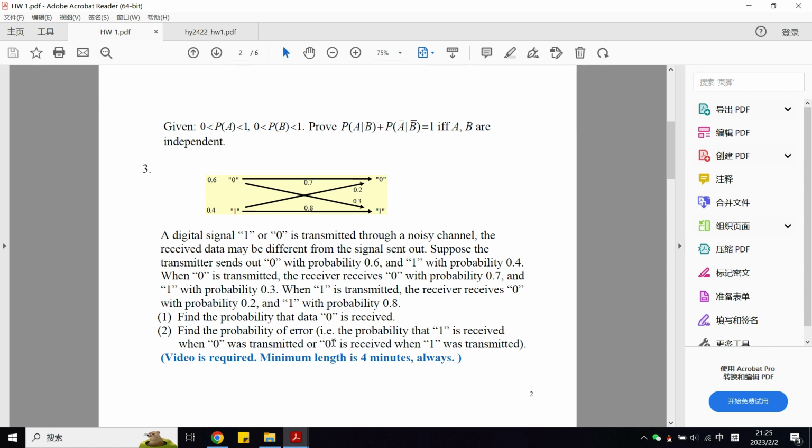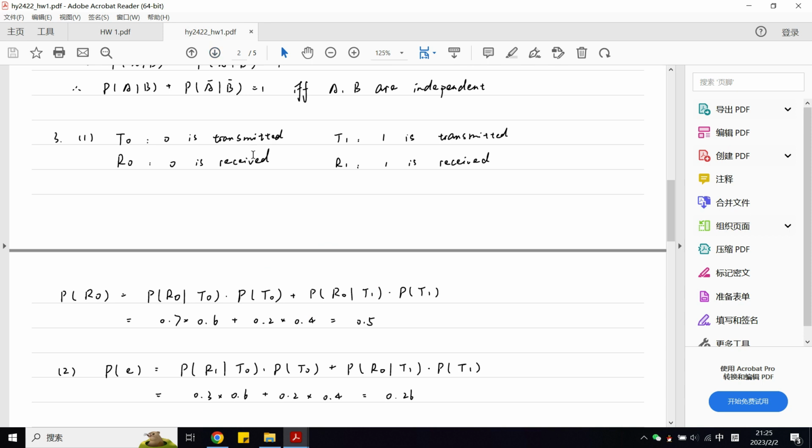So for the second question, we need to find the probability of error, which means we need to find the probability that 1 is received when 0 is transmitted, or 0 is received when 1 was transmitted. So similarly, there will be two parts. The first one is when 0 is transmitted, and then we need to find the probability that 1 is received at this time. And also we need to find when 1 is transmitted and 0 is received.